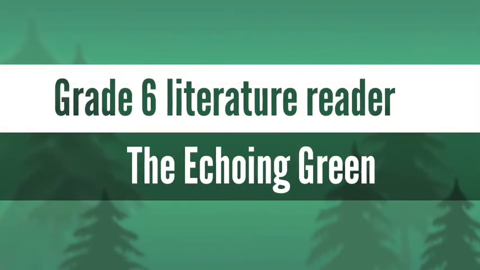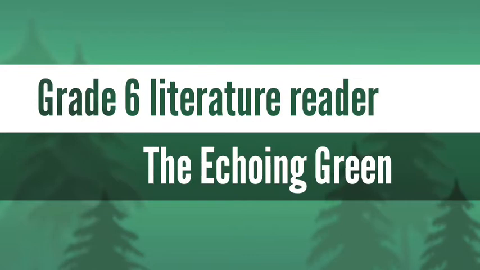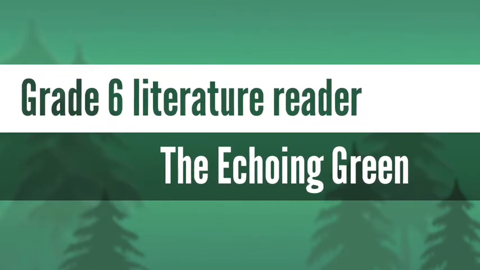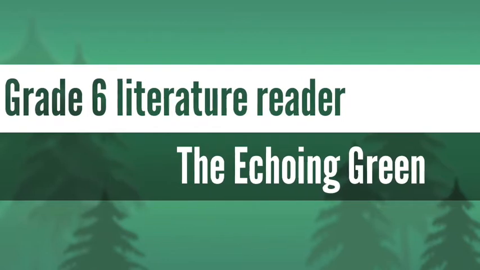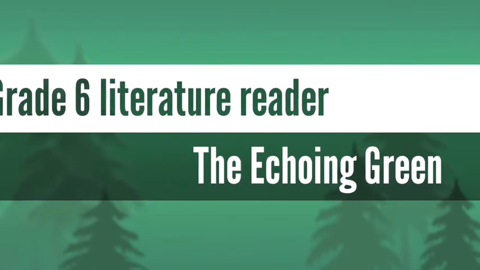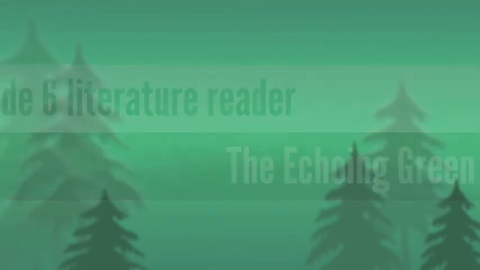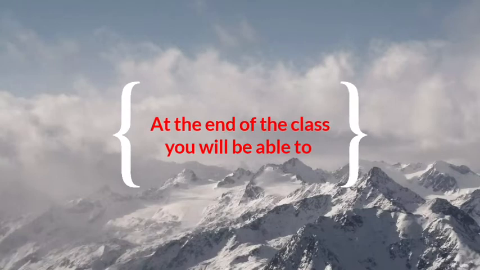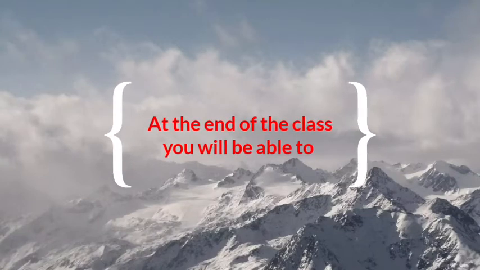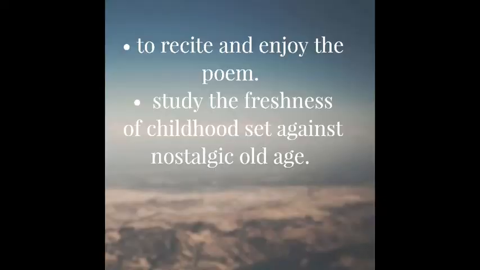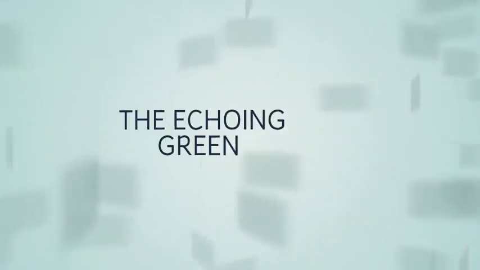Hi students, today we are going to learn a new poem from our literature reader. The name of the poem is The Echoing Green, written by William Blake. At the end of the class, you will be able to recite and enjoy the poem, and study the freshness of childhood set against nostalgic old age. The Echoing Green.